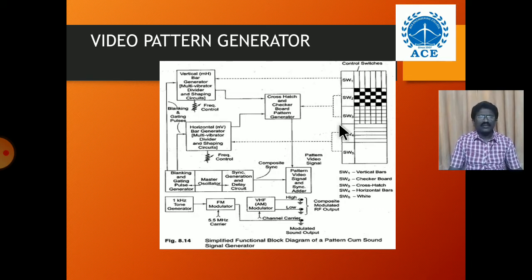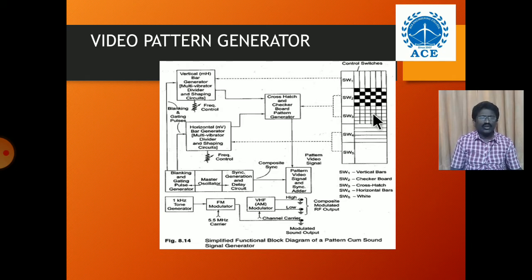So here the horizontal bar pattern is used for checking vertical linearity. These bars should be equally spaced throughout the screen for linearity. Similarly, the vertical bar pattern can be used for checking and setting horizontal linearity. With the cross hatch pattern, this is the cross hatch pattern formed by the vertical and horizontal lines.